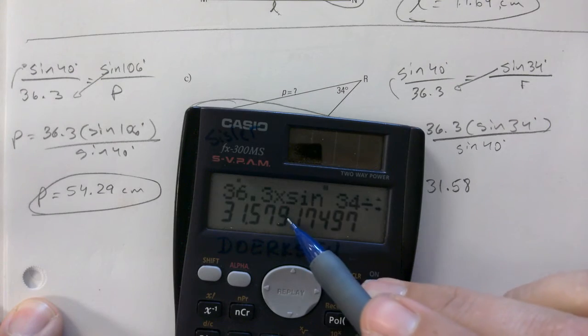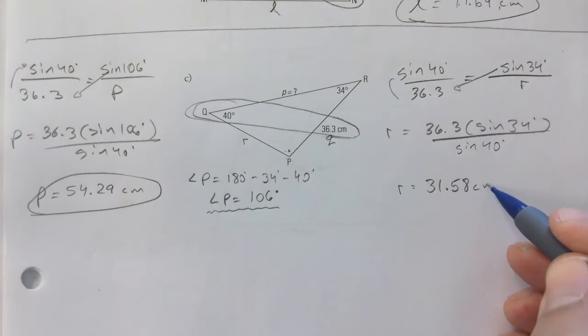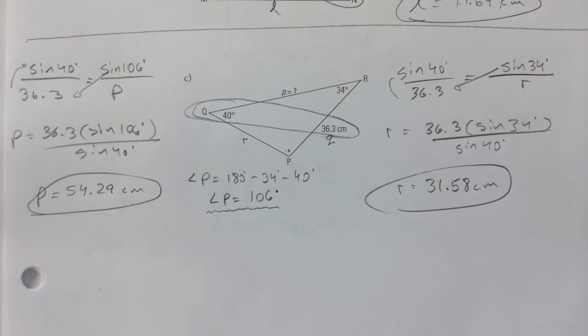If you round it, the 9 bumps that to an 8. So always round to 2 decimals at the end. Okay.